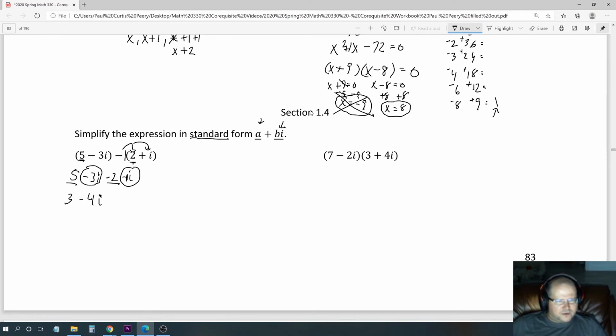Okay, and you have the a part, which is the 3 in this case, first, and then you have the bi part, which is the imaginary component, which is negative 4i. So this is in fact in standard form. Complex number in standard form. Okay, let's try the next one.